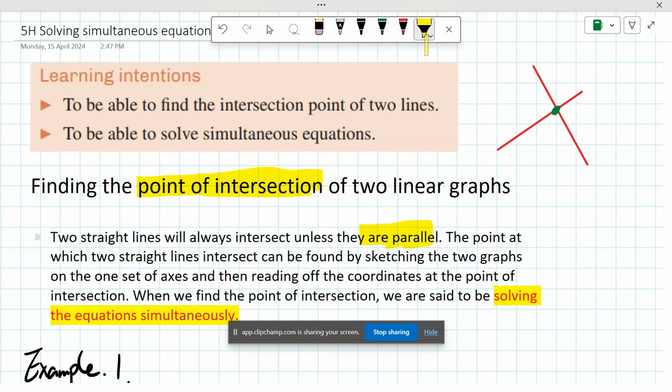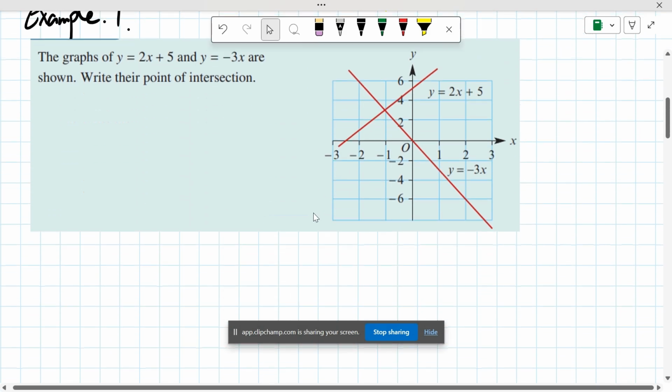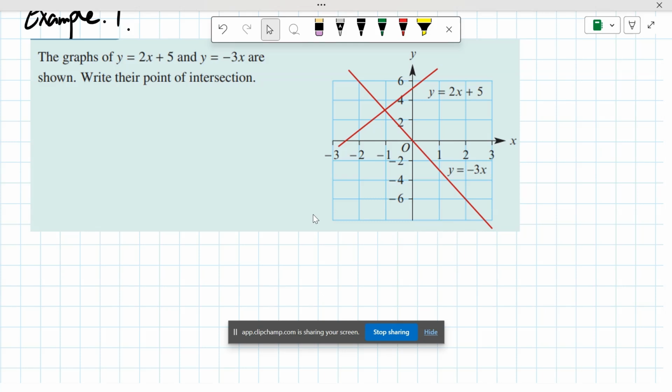The point where two straight lines intersect can be found by sketching the two graphs with an x and y axis and reading the coordinates at the point of intersection. To find the point of intersection, we set the equations simultaneously. So for example, in this question, the graphs y equal to 2x plus 5 and y equal to negative 3x, we're going to write down the point of intersection.